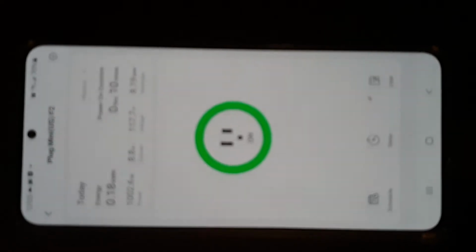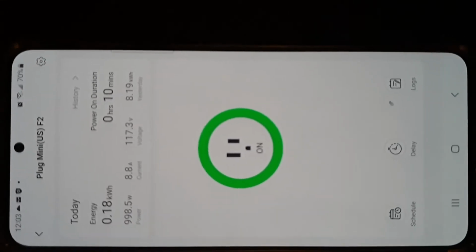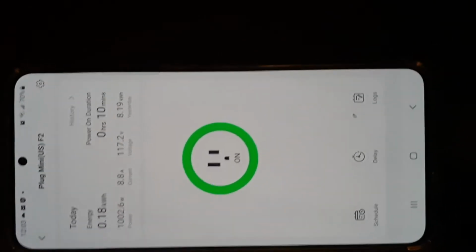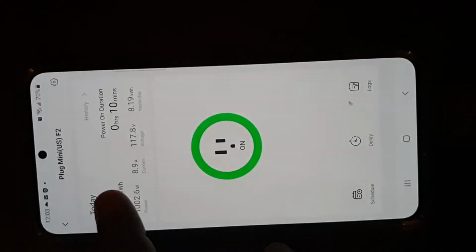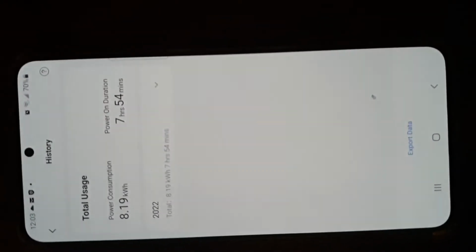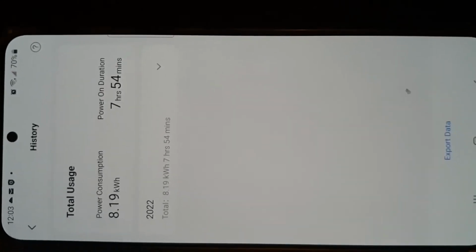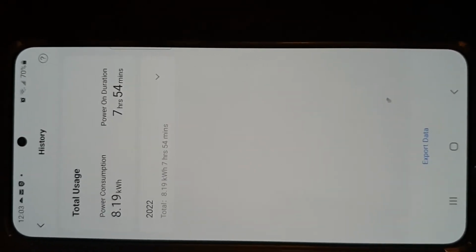I don't think I had, the app was still active, so oh, it shows it was on for 0 hours, which is probably not accurate. It was definitely on for much longer than 0 hours. So maybe if we look at the history, yeah, this is more accurate. Total usage, so it's almost 8 hours, and the amount of energy it consumed was 8.20 kilowatt hours.